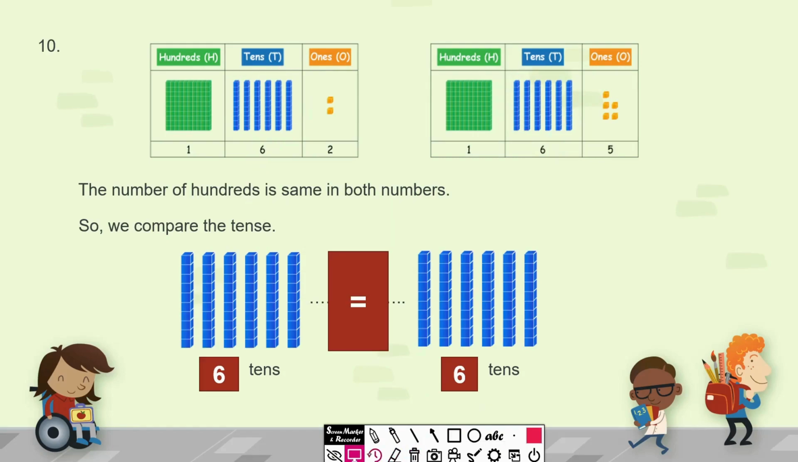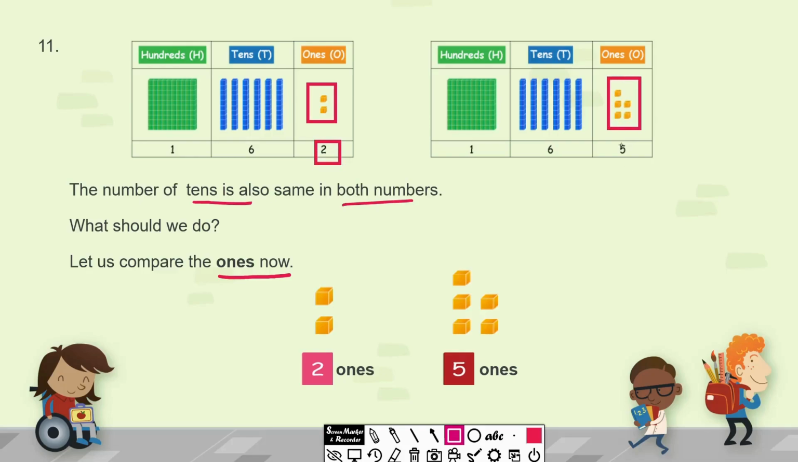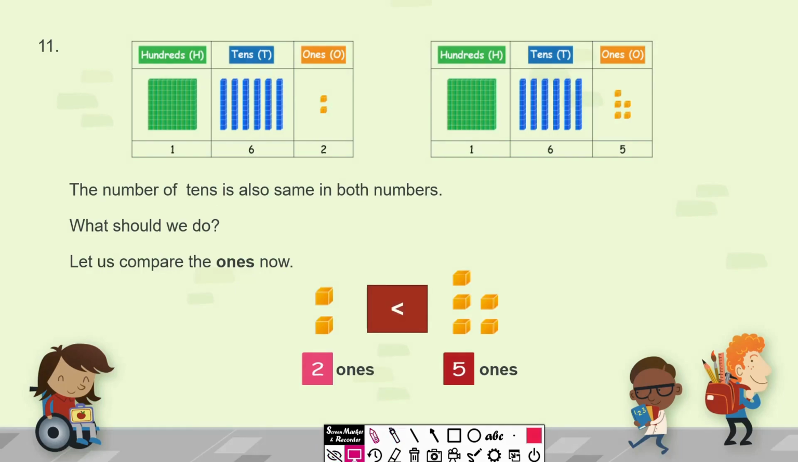Now, both tens are also equal. What we will do now? Tell me. Yes, you got it. The number of tens is also the same in both numbers. So, let us compare the ones now, right? Now, Neha's number has 2 ones and Ajay's number has 5 ones. Now we got our answer. 2 ones is less than 5 ones, right? Let's check the answer. Yes, 2 ones is less than 5 ones.